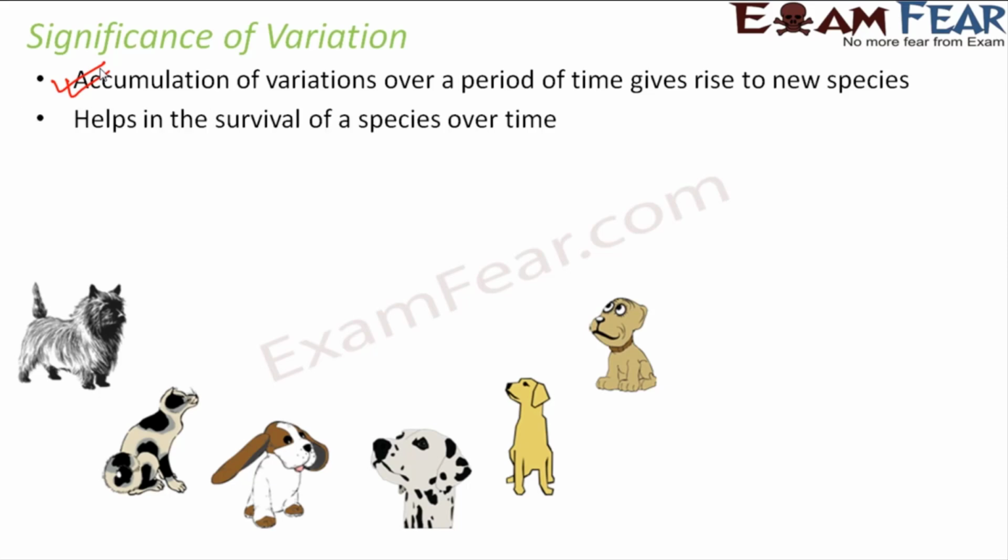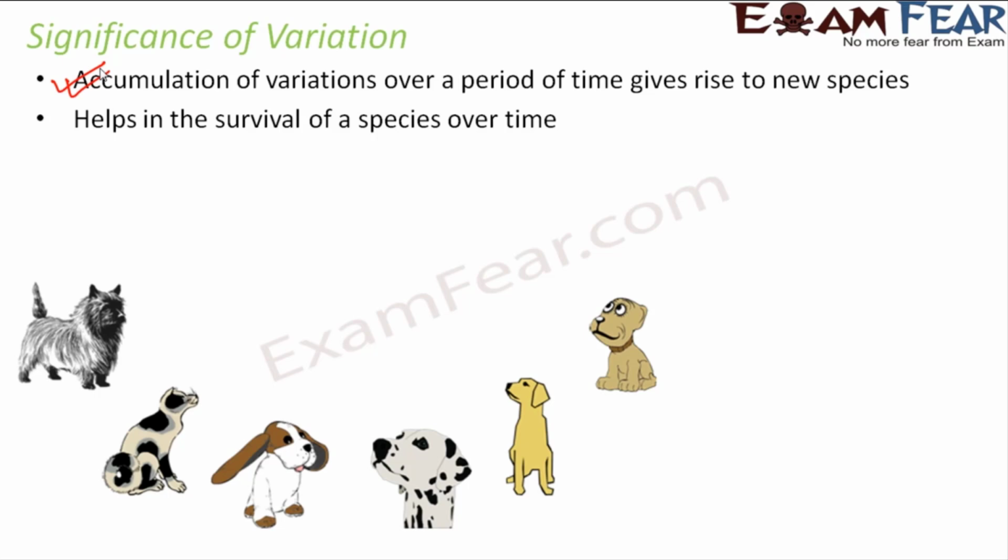It also helps in the survival of a species over time. Now, how does it help in the survival of a species? Let us suppose that with these variations, the dogs got many new traits. They got fur over their bodies, they got a spotted body, they got long ears, they got short height. So they got many different types of traits due to variation, right?